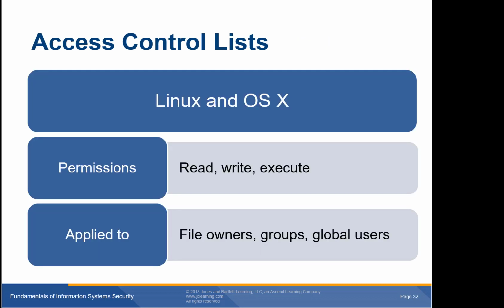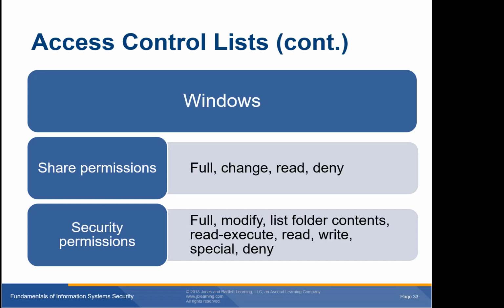Most operating systems provide several options to associate lists of permissions with objects. These lists are called access control lists. Different operating systems provide different access control list options. For example, Linux and OS X have read, write, and execute permissions. These can be applied to file owners, groups, or global users. Windows has both share permissions and security permissions, both of which enable access control lists to define access rules.